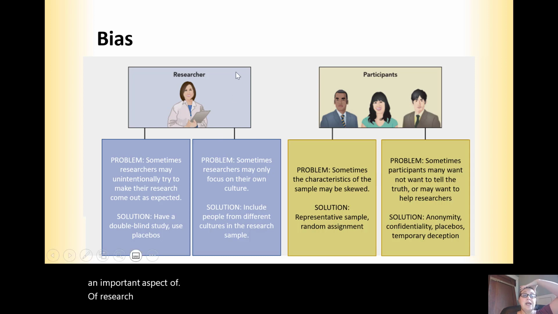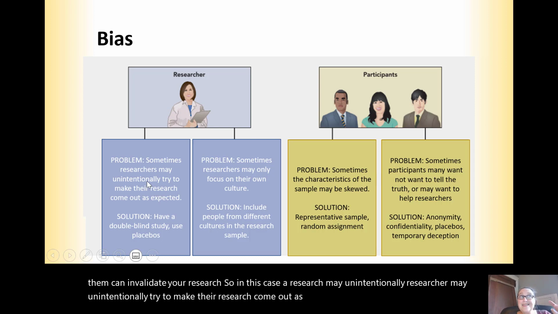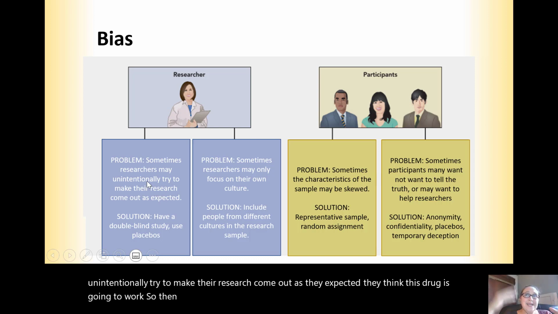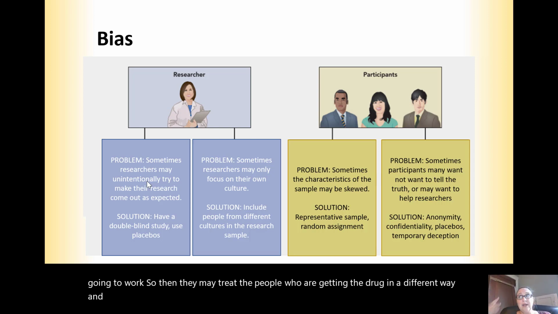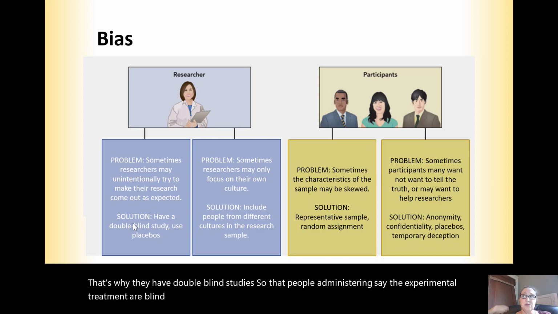and that's an important aspect of research. Now this chart here identifies different types of biases, and some of them can invalidate your research. In this case, a researcher may unintentionally try to make their research come out as they expected. They think this drug is going to work, so they may treat the people who are getting the drug in a different way, and therefore generate an outcome for that drug and not even know they did it. That's why they have double-blind studies, so that people administering, say, the experimental treatment are blind to the expectations of the outcome.